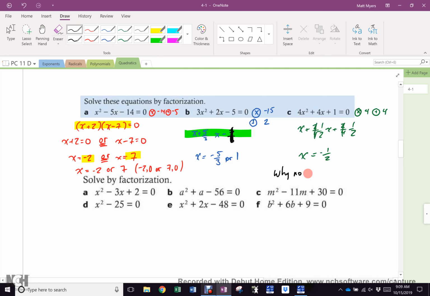Why no or? Because it's x plus 1/2 squared. It's the exact same thing twice. Everybody cool?